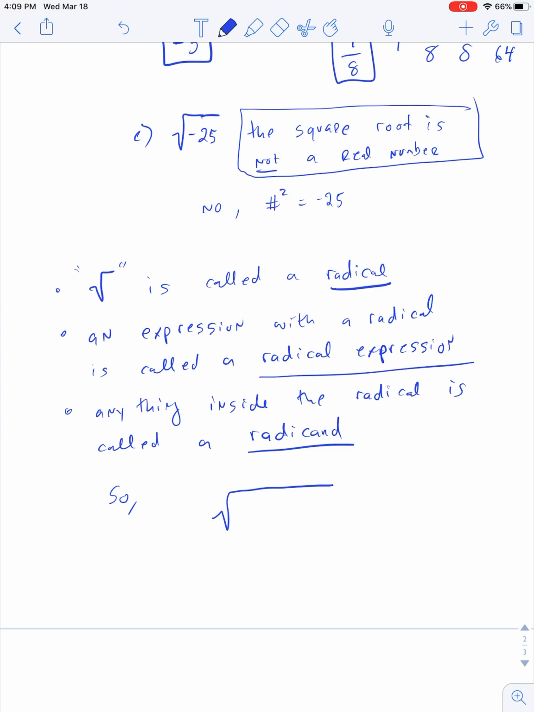So y to the second minus 4 is a radical expression, and y squared minus 4 is the radicand.